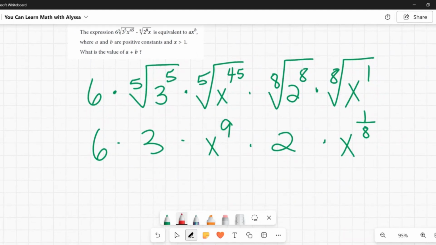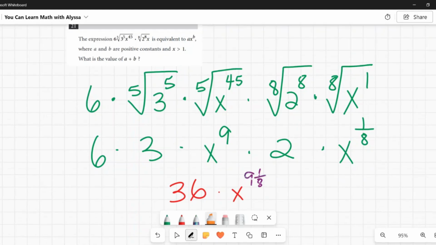I can multiply my plain numbers. 6 times 3 is 18. 18 times 2 is 36. And these have the same base, so I can add those exponents. 9 plus 1/8 is x to the power of 9 1/8. Or we can say that is the same as 73/8. Actually, let's just leave it as it was before, 9 1/8. We'll change it in a second.